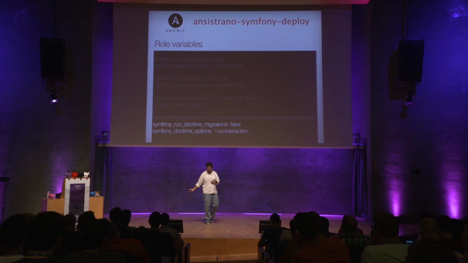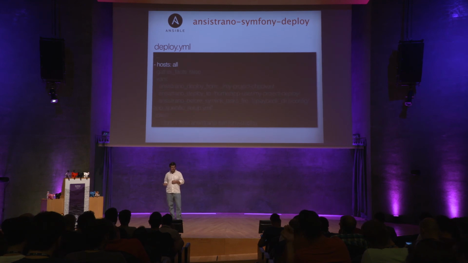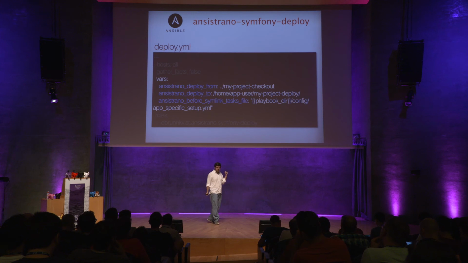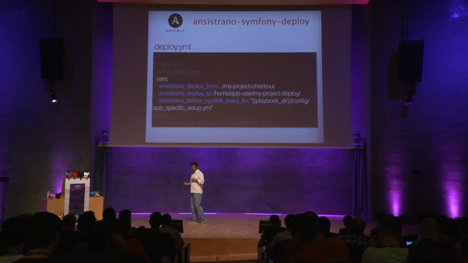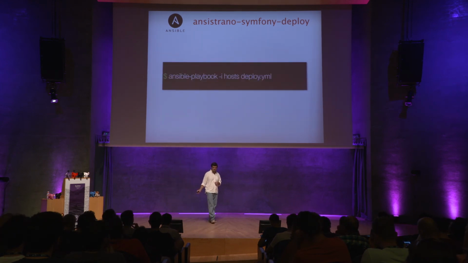And yeah, that's it. And then you have your playbook where you define those variables. In this case, we're going to deploy to all servers. Then we define the variables for Ansistrano. And then we just say, OK, we want to use this role. And that's going to take care of deploying our Symfony application. We run it like any other playbook.